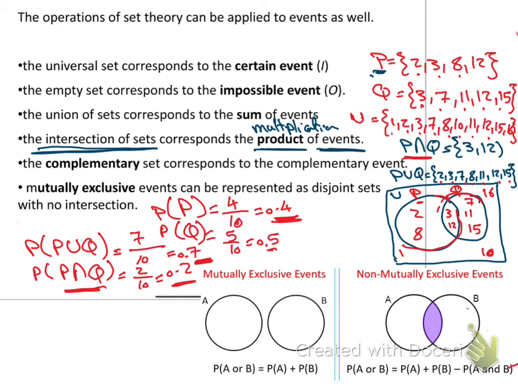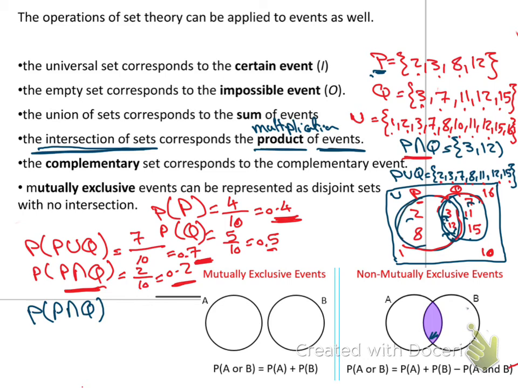Probability of P intersect Q. How many elements do we have here? In P, we have 4: 1, 2, 3, 4. In Q, we have 5: 1, 2, 3, 4, 5. The intersection is smaller, because not all of P is inside Q, and not all of Q is inside P. So in the intersection we have a lesser number. Only 2 elements are common, and they intersect each other only in 2.